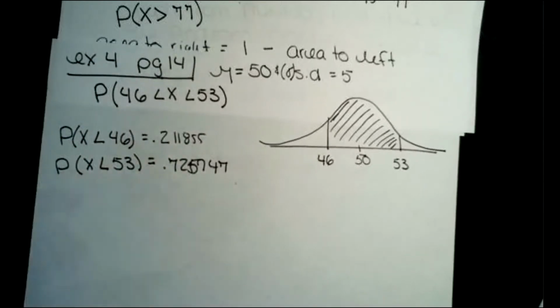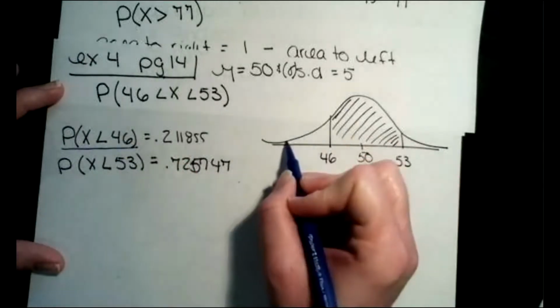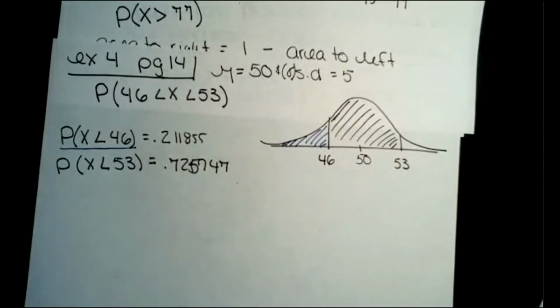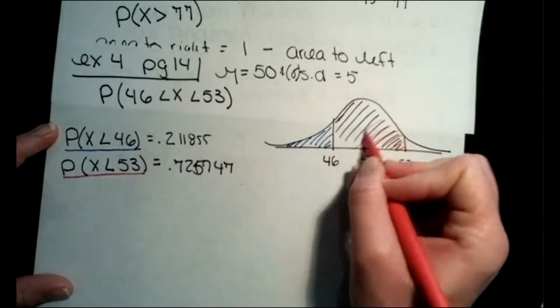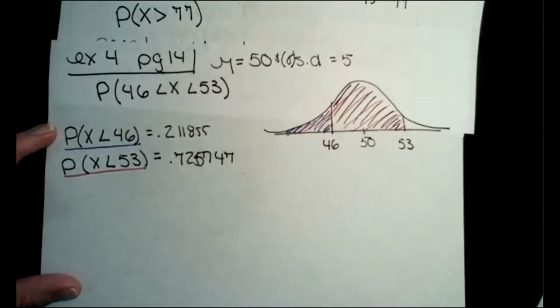So what happens here is this: less than 46 is everything here in blue, okay? I don't know if you could really see the color difference or not. Then the less than 53 would be everything in red, even the blue. So it's like the black and the blue put together.